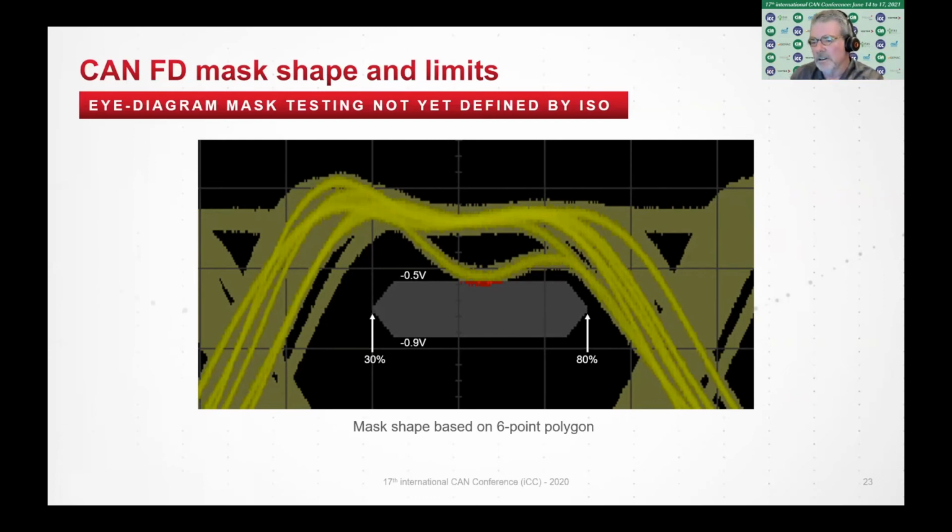And the timing horizontal I based on 30% and 80% because I factored in allowable clock tolerance as well as quantization errors. And this is what I felt were good limits. My recommendation is that ISO take a look at this and come up with defined standards so that all oscilloscope vendors can provide masks that are all based on the same standards.